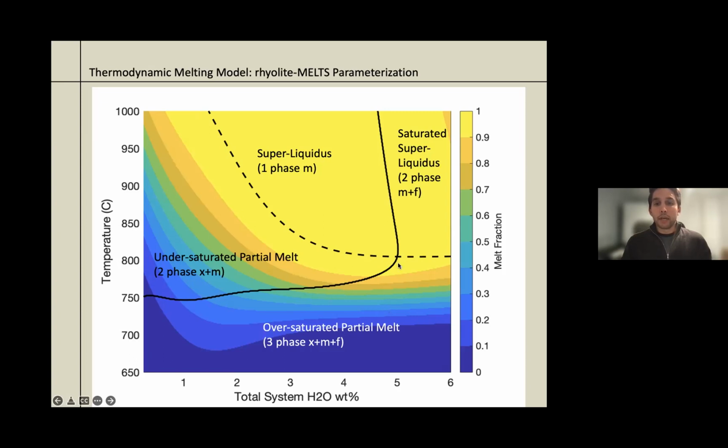But below this black curve here, you've got oversaturated partial melts with 3 phases. You've got crystals, melts, and then a free fluid phase, which is in this case composed of H2O. And then up here, you've got the 4th 2-phase situation, which is saturated superliquidus, which I don't really hear people talk about too often. I don't know if that occurs very often in nature.